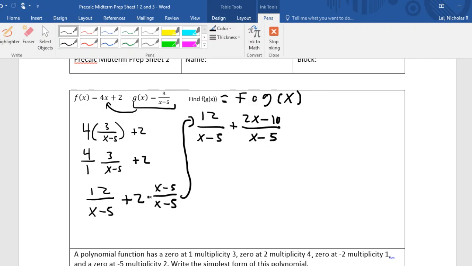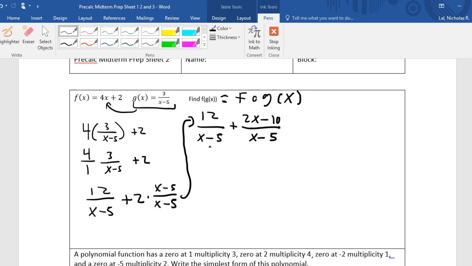So I have to multiply by x minus 5 over x minus 5 to get a common denominator. You need to have an x minus 5 in the numerator to make sure I'm multiplying by 1 so I don't change the value of 2 in this term. Because multiplying by 1 doesn't actually change its value. Anything divided by itself is 1.